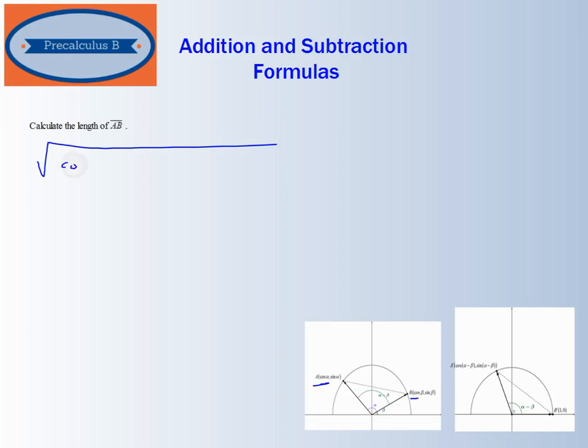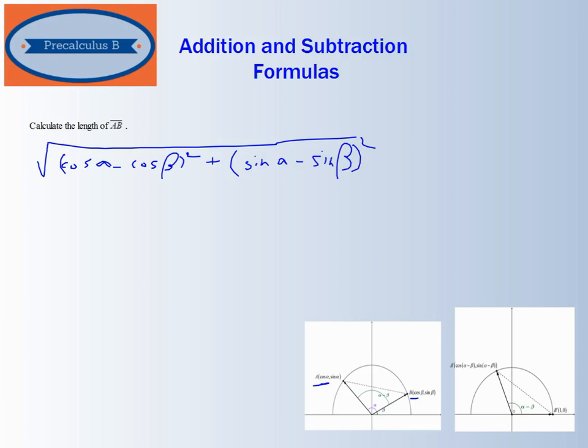So it's going to be cosine of alpha minus the cosine of beta squared plus, this is just using the Pythagorean theorem here. It's actually extremely helpful. It's just the distance formula that we've been using since Algebra 1. Sine of alpha minus sine of beta squared. All right?